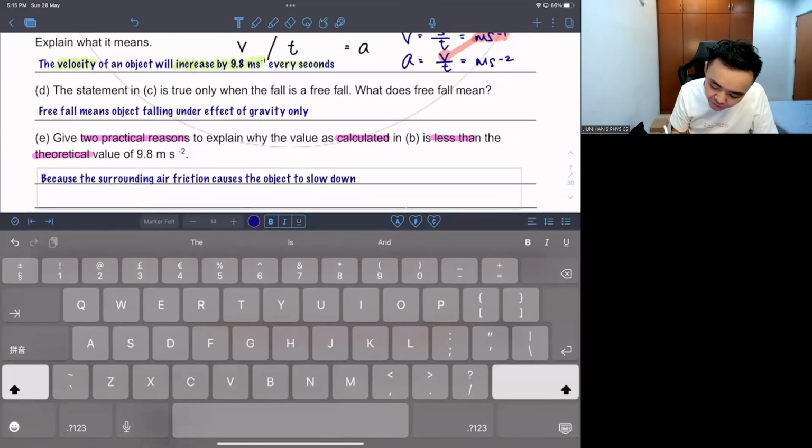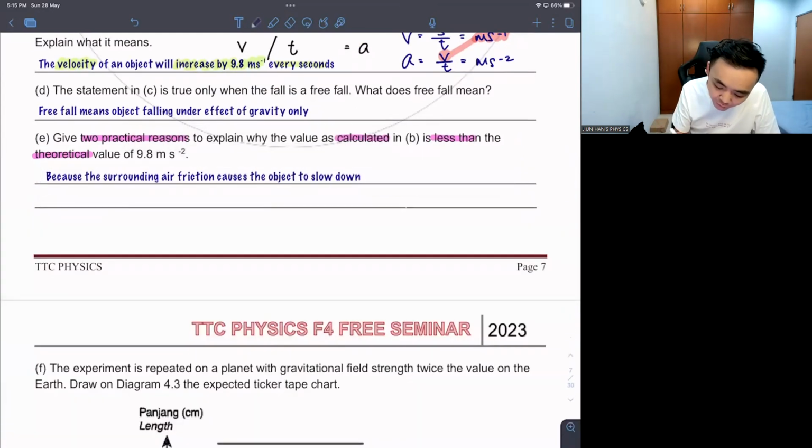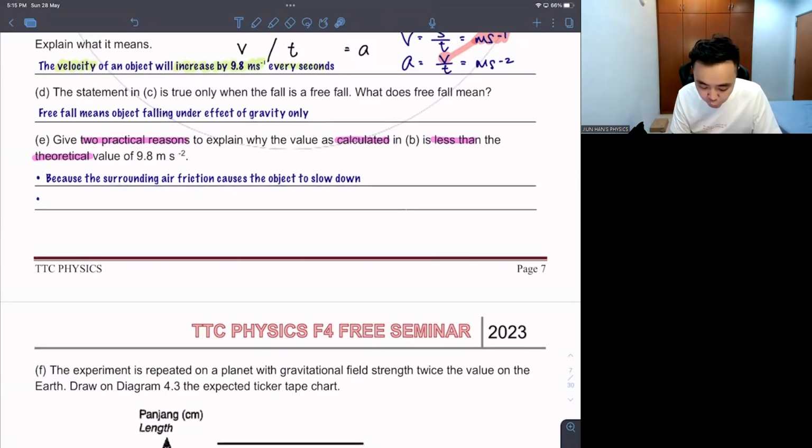Okay, what is the other reason? I put a point here to let you know there are two different points. Exam note, don't write point form, please. Full sentence. Like now, when I say point form, some of you literally just say air friction. Not good. Full sentence, because air friction causes the object to slow down. Now, physics, your grammar is not important. You say my English is very bad. They don't care, as long as your sentence can be understood. But write sentences, don't use point form. I don't recommend it.